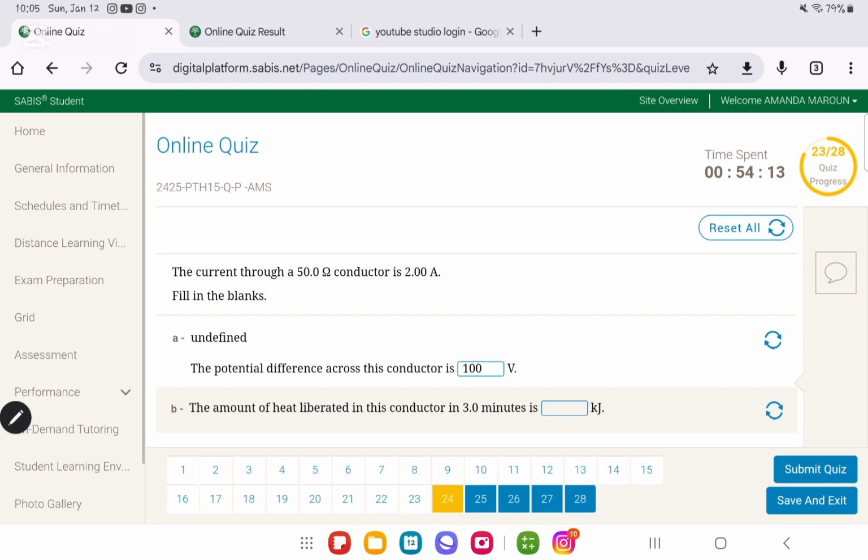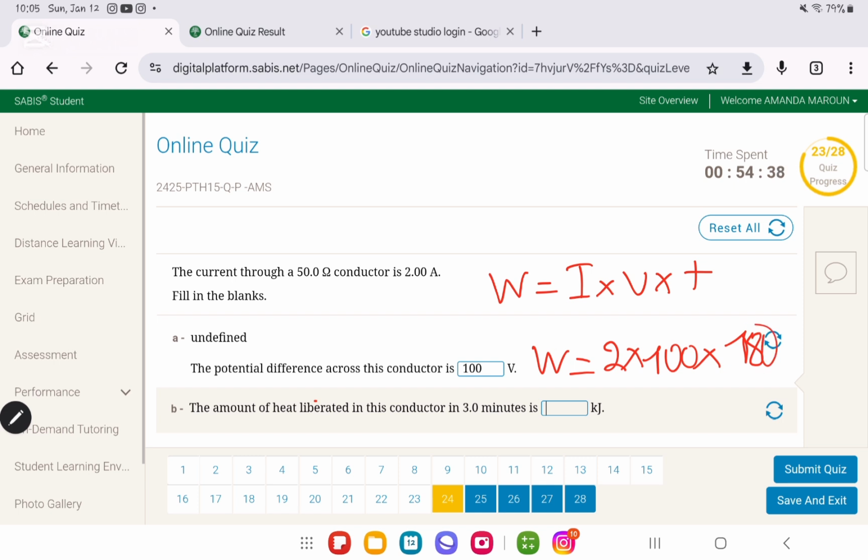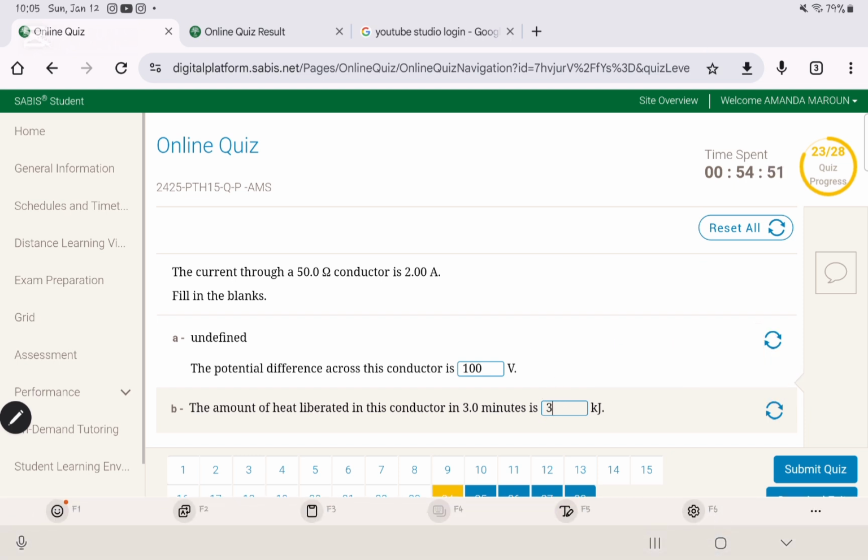The amount of heat liberated in this conductor in 3 minutes: we know the amount of heat, or W, energy, work, is equal to the current I times the voltage V times the time T in seconds. So W is equal to I, 2, times V, 100, times the time. We will change 3 minutes into seconds, so 3 times 60, which is 180 seconds. So 2 times 100 times 180 is 36,000. Because this is in joules, we change it into kilojoules, so it becomes 36 kilojoules.